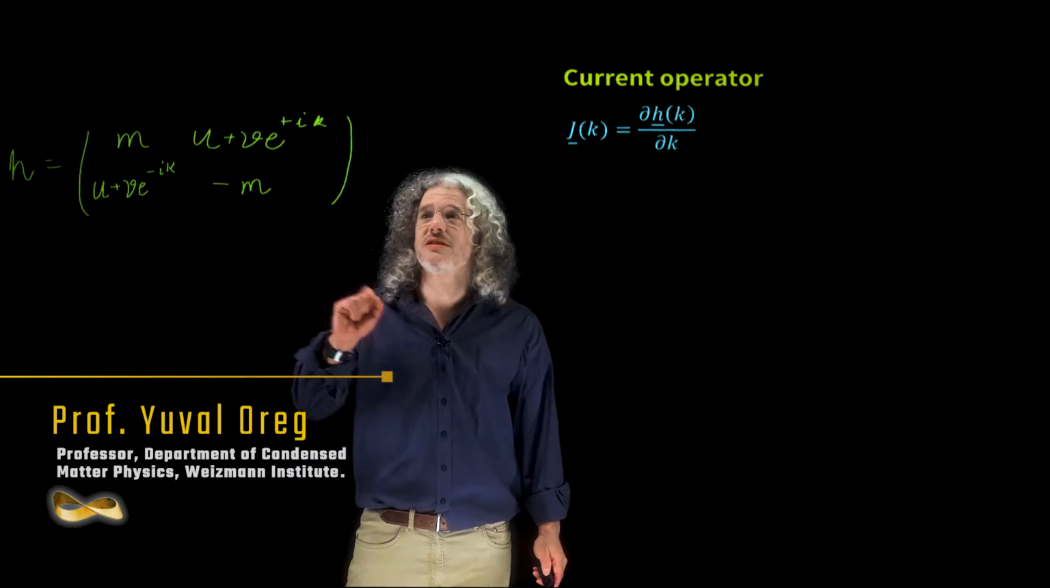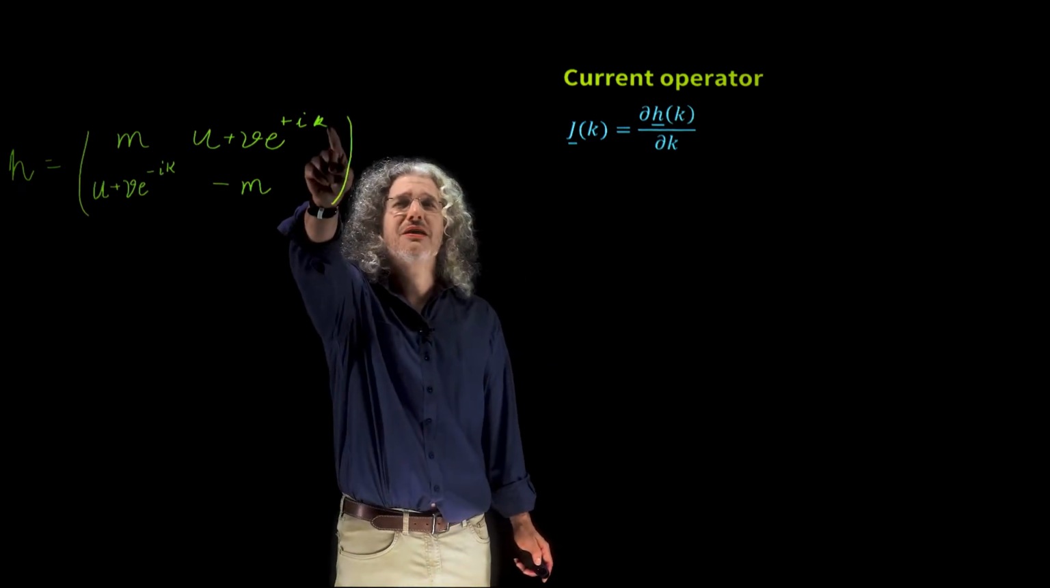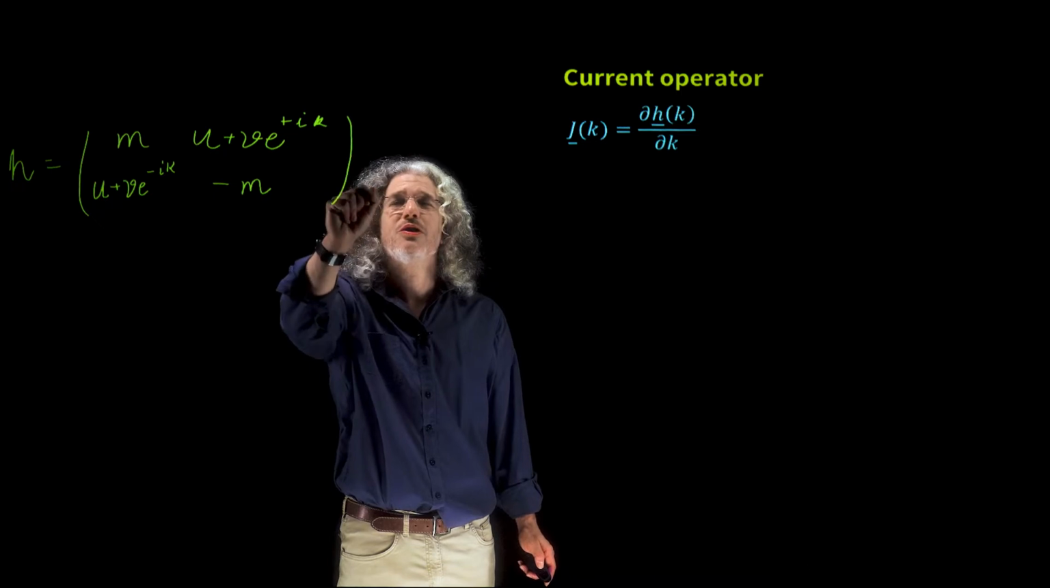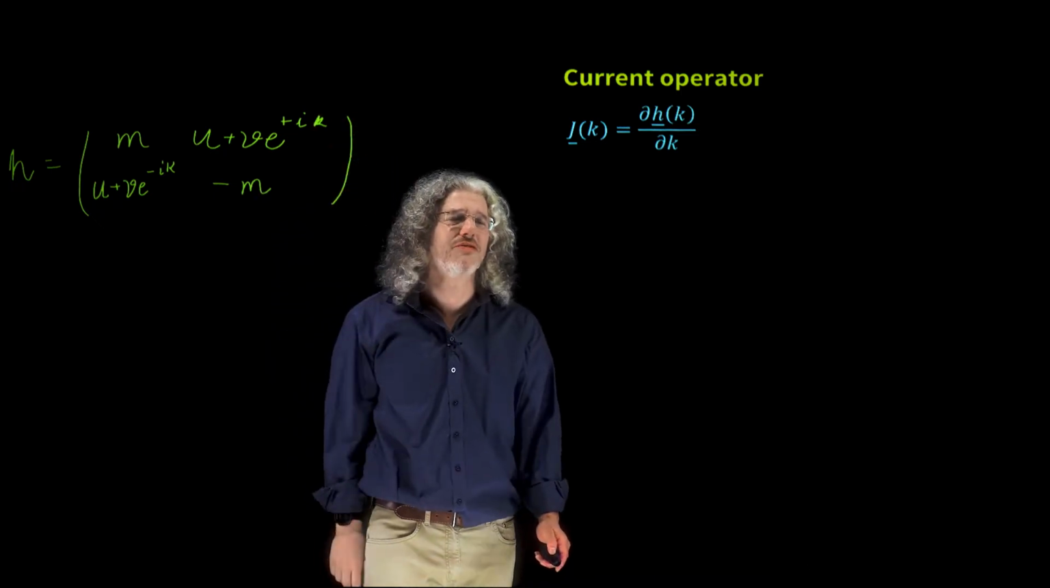I remind you that H is a 2 by 2 matrix. Here we had earlier k d naught, where d naught was the size of the unit cell. I just omit that for brevity.